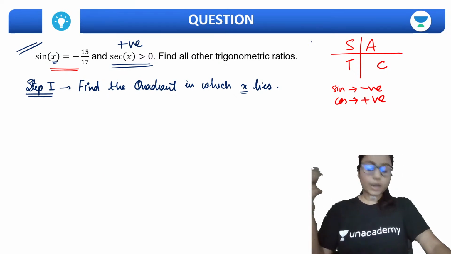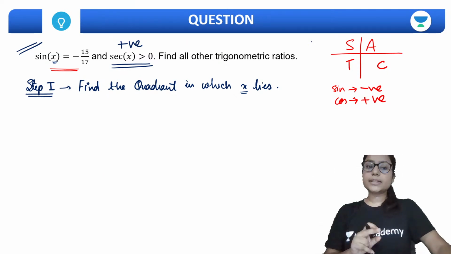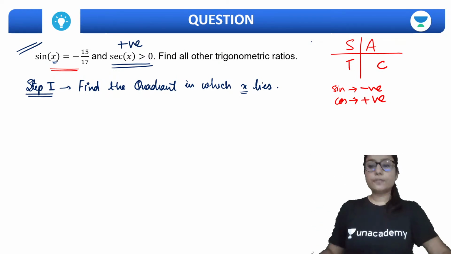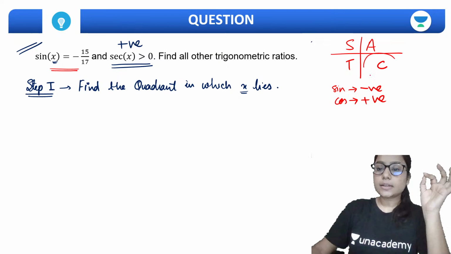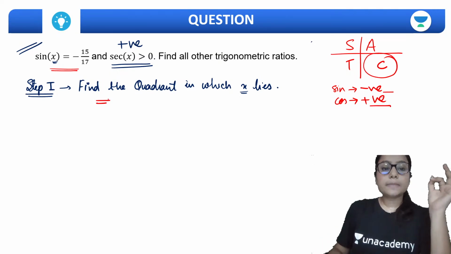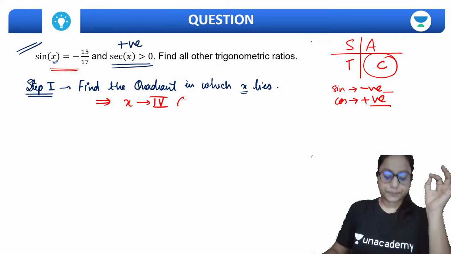All right, Anurag. If you're asking about the previous question, then correct, you have to do that. Fourth quadrant, right? Because in the fourth quadrant, cos is positive and sine is negative. So this implies that x is in the fourth quadrant.